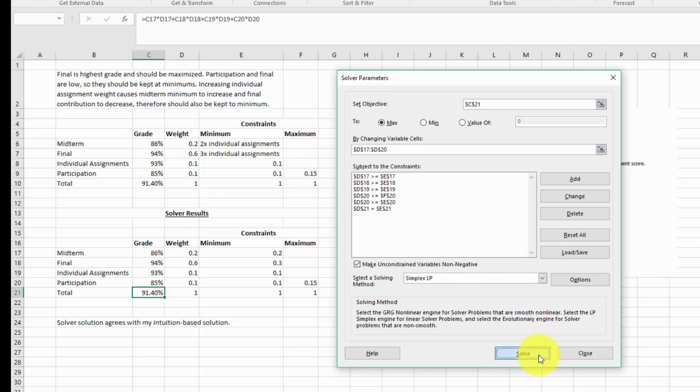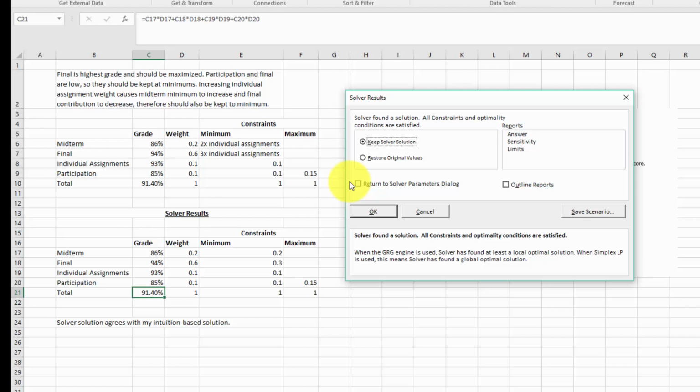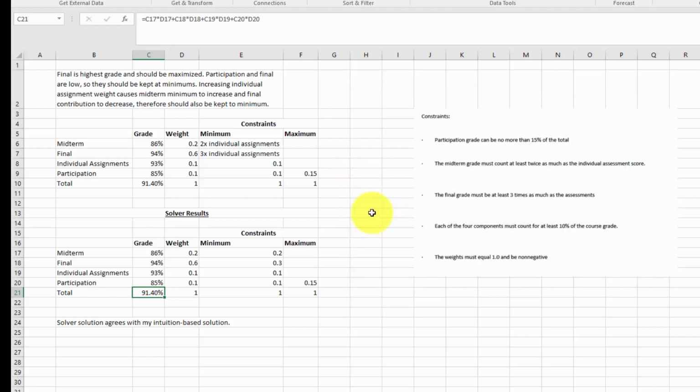If I click solve here, we'll let it solve. We've got a solution, and of course nothing changed. We've got the 91.4% for the total grade, which is the optimum grade, with these mixtures of the midterm at 0.2, the final at 0.6, that's when it really had to be big there, and individual and participation both at the minimum values of 10%.